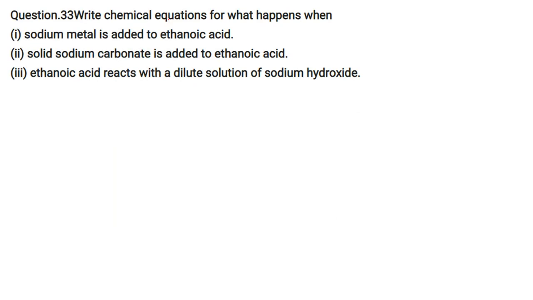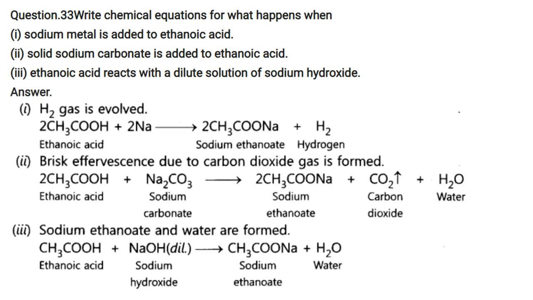Write the chemical equation for what happens when sodium metal is added to ethanoic acid. Solid sodium carbonate is added to ethanoic acid. Ethanoic acid reacts with a dilute solution of sodium hydroxide. So what happens here? Let us see. First of all, the ethanoic acid is reacting with sodium, then sodium carbonate, then sodium hydroxide.